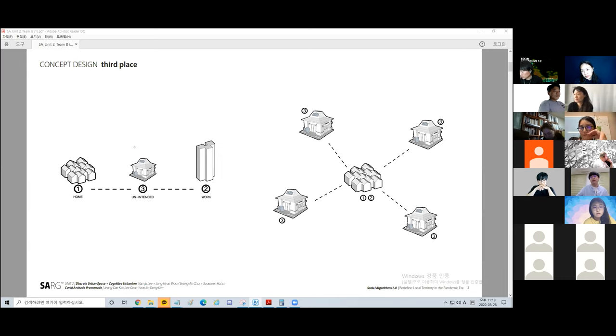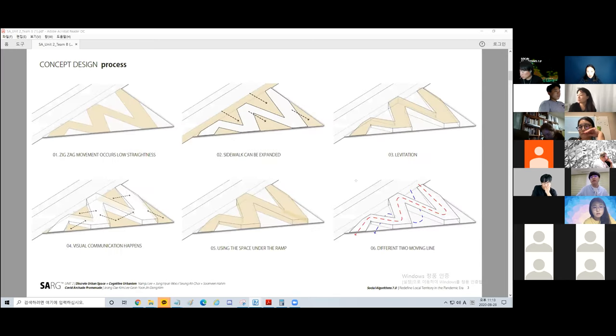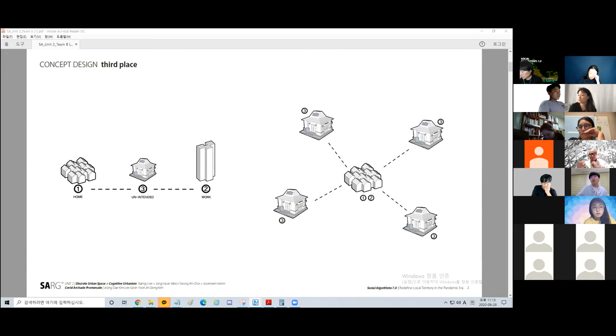And recently, the portion of the telecommuter is increasing. Therefore, the third place should be near to our house and should be spread all around. So our final objective is to attract people to select this nearby area, not a far and popular one like this. Then we can minimize the risk of infection while providing the services people need.